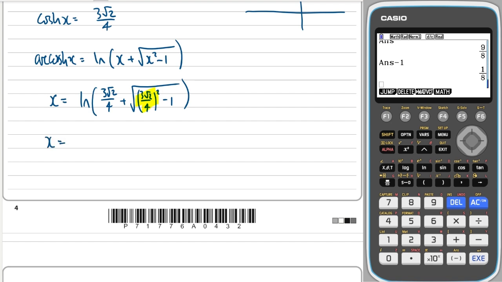So I'll say that x is equal to ln of 3 root 2 over 4 plus the square root of 1 over 8. And then I will square root that and get root 2 over 4. So I've got a root 2 over 4 plus 3/4 root 2 over 4. So that just gives me 1 whole root 2.